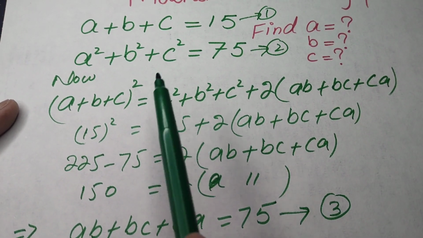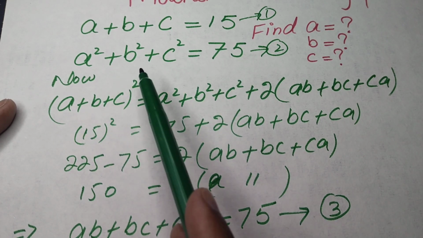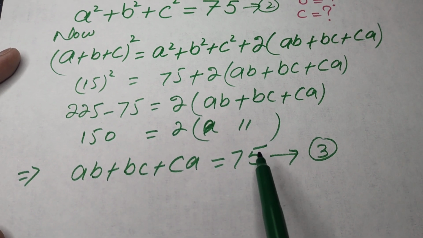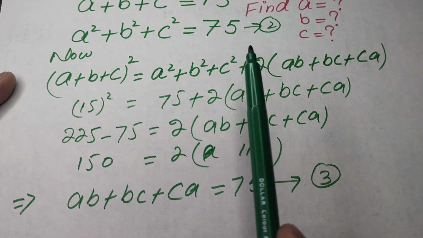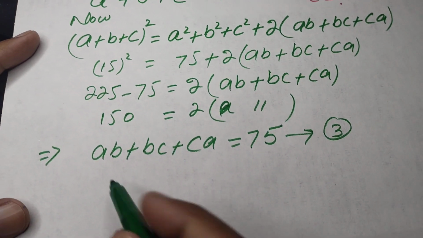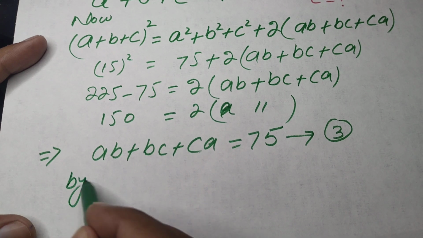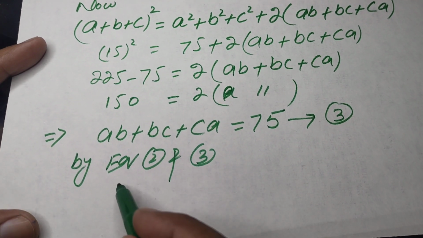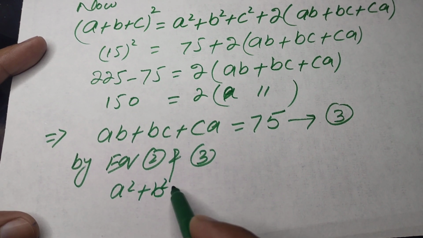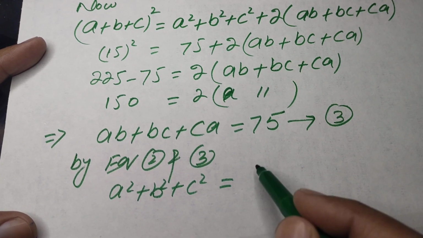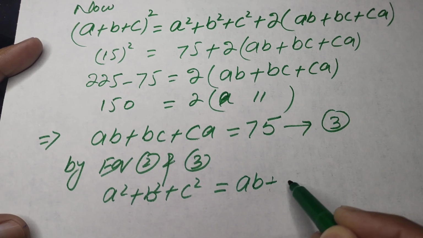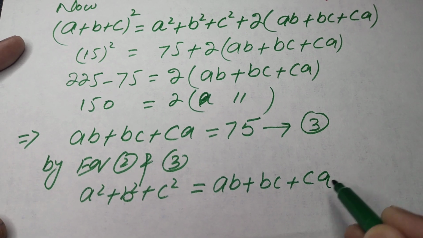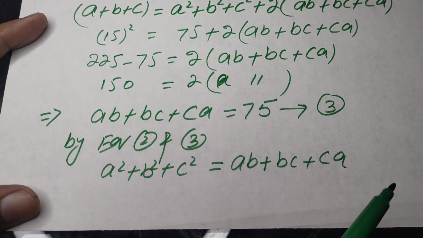So here we have three equations: a plus b plus c is equal to 15, and a square plus b square plus c square is equal to 75. Also we have ab plus bc plus ca is equal to 75. We see here that equation number 2 and 3 are equal. Both a square plus b square plus c square and ab plus bc plus ca are equal to 75, so these both are equal.